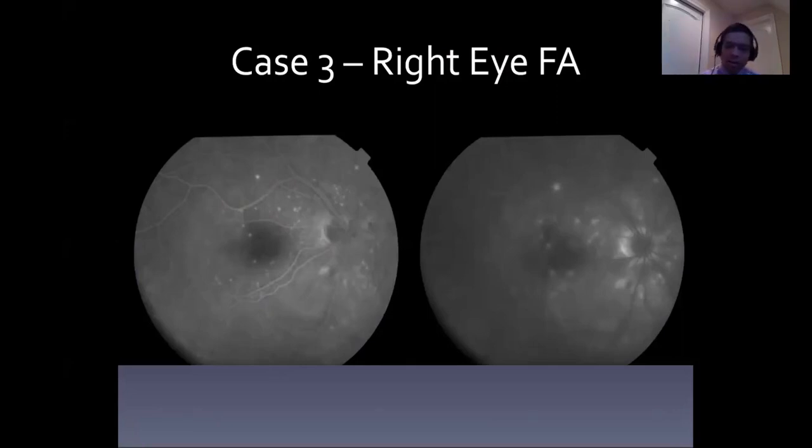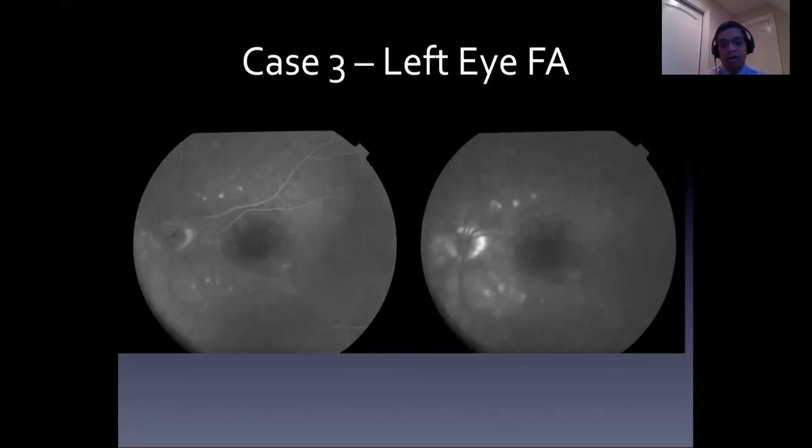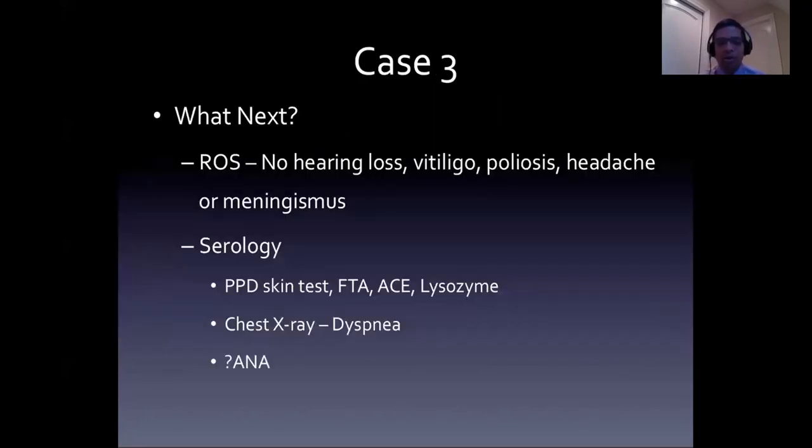So what is this? This is weird. So how should I do? What kind of things should I do in the workup? Well, sarcoid, syphilis, TB is still important to rule out, obviously. Here's the other eye, same kind of clinical picture. Very interesting picture here. So she had no history of hearing loss, vitiligo, poliosis, anything to suggest VKH. Everything that we did, the PPD skin test, FTA, ACE, lysozyme, chest X-ray, were all negative, but the chest X-ray I did get for the dyspnea. And this revealed that the patient had bilateral pleural effusions.